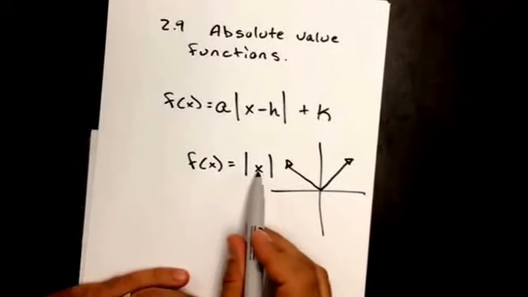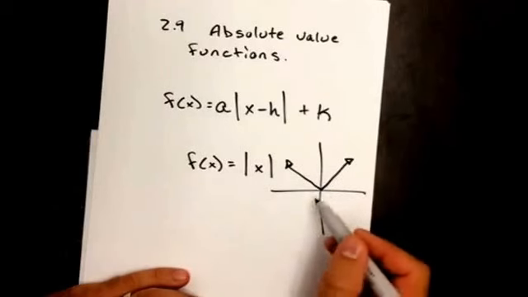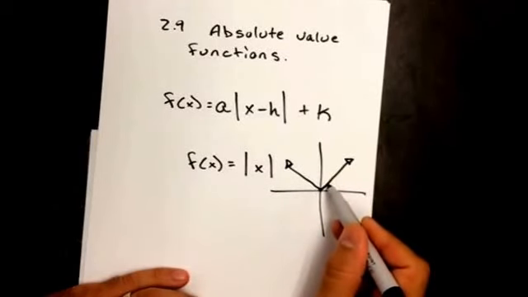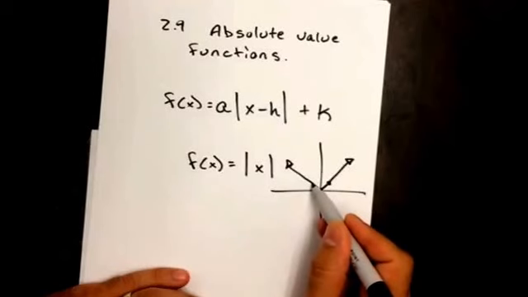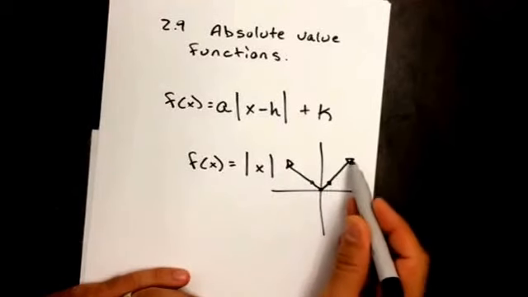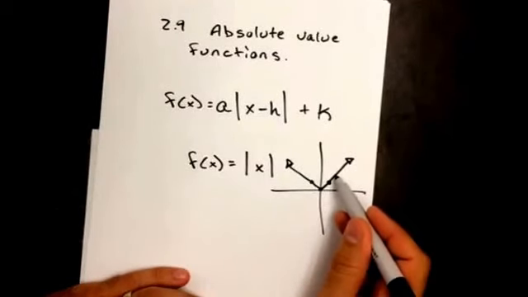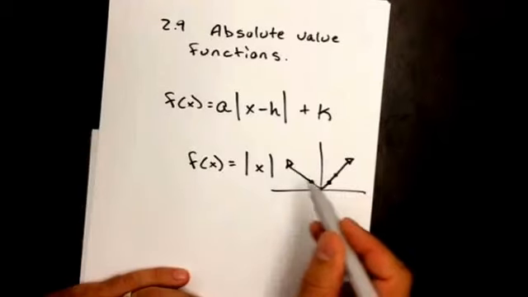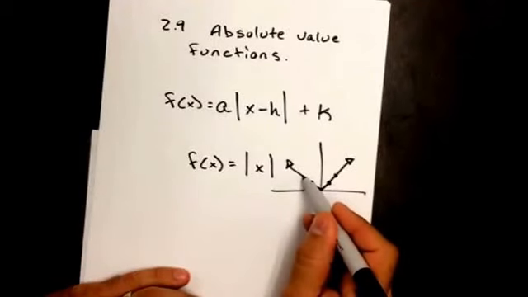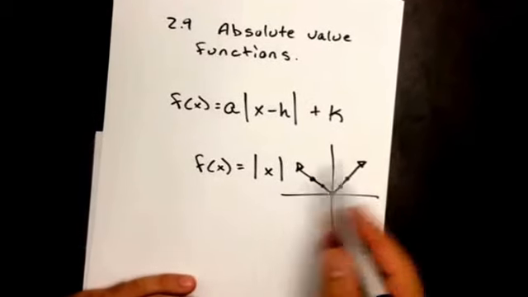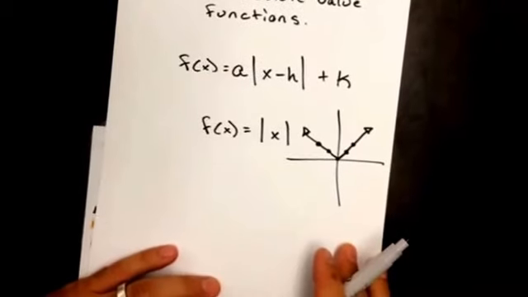When x is 0, the absolute value of 0 is 0, so that's (0, 0). When x is 1, the absolute value of 1 is 1. When x is -1, the absolute value of -1 is 1, so that's why it travels like this. When x is 2, the absolute value of 2 is 2. When x is -2, the absolute value of -2 is 2. So that's why we get this. Okay, that's the parent function.